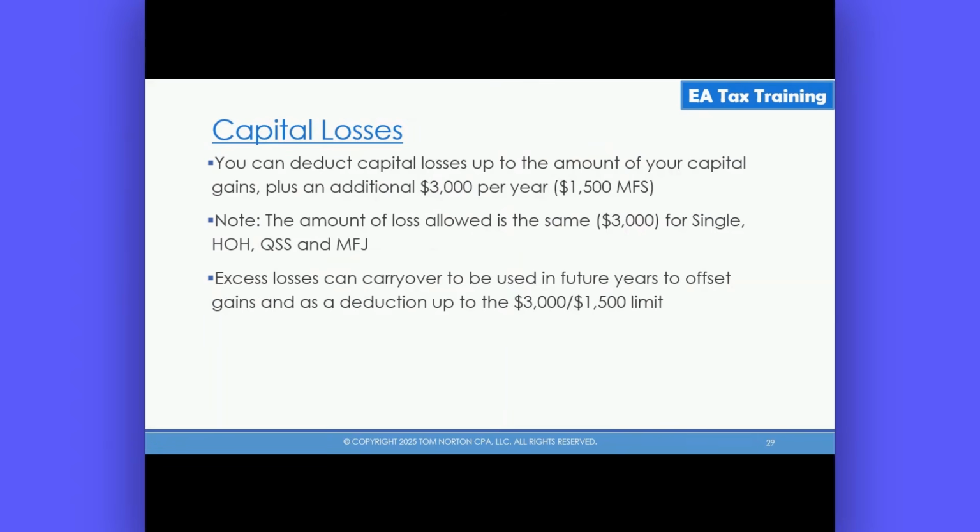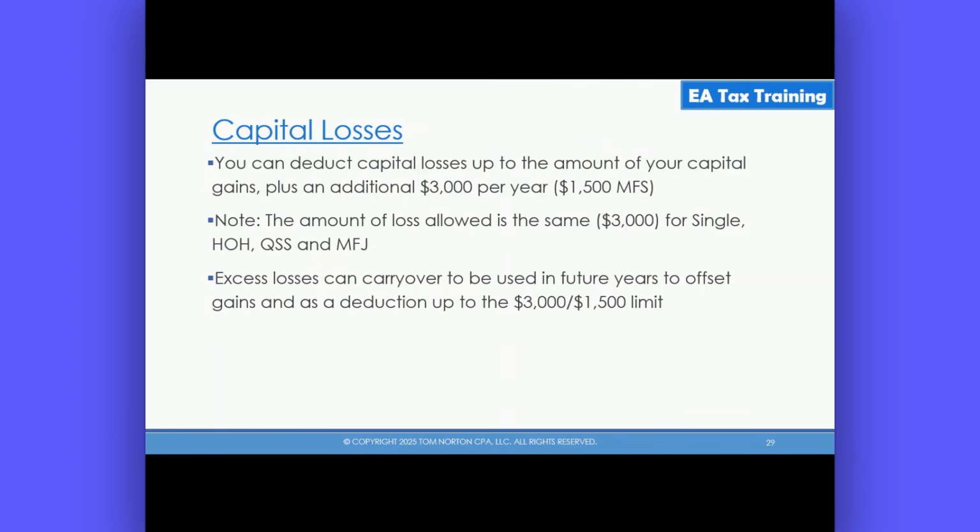Capital losses. You can deduct capital losses up to the amount of your capital gains plus an additional $3,000 per year. So remember, we said before that capital losses are limited. So this is what we mean. So if, for instance, during the year, you sell lots of different things, let's say it's stocks and bonds and mutual funds. And so you sell a bunch of those things and you have total gains for the year of $10,000. And you have losses from the year of $6,000. You can deduct all of those $6,000 of losses against those $10,000 of gains.